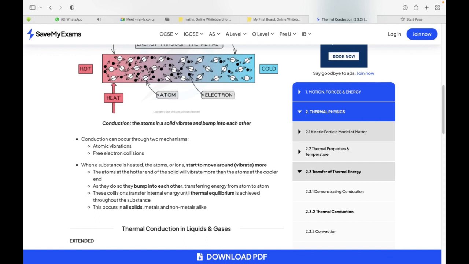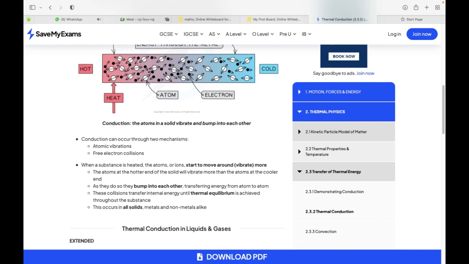Once you get it and pass it on, it doesn't have it again? No, because the heat energy comes continuously. You keep heating. So the energy you're getting in, you receive it, you pass it, you receive it, you pass it. That's what is happening. They're getting the heat energy, passing it, and getting more. So these collisions transfer the internal energy until thermal equilibrium is achieved throughout the substance.